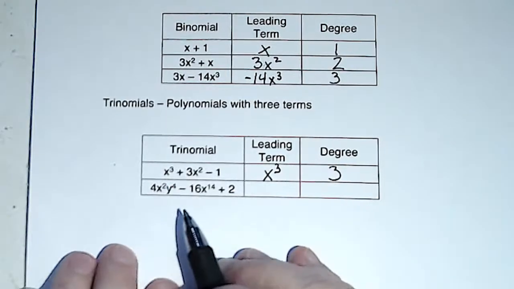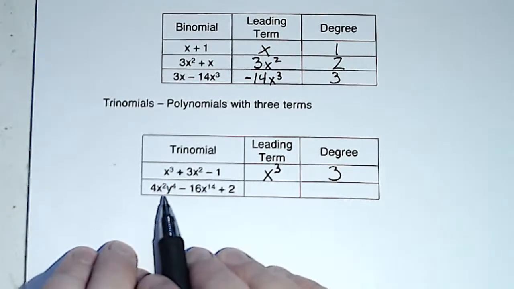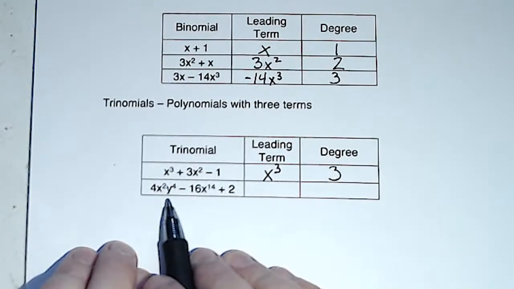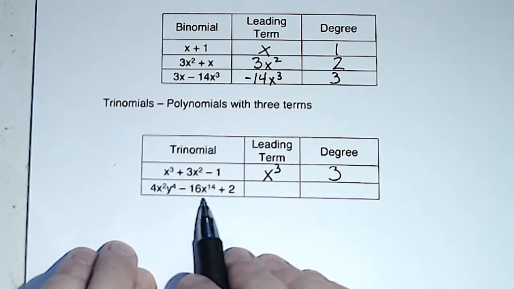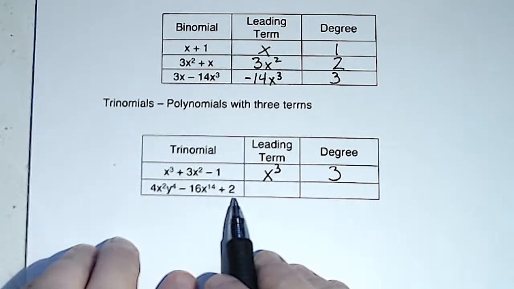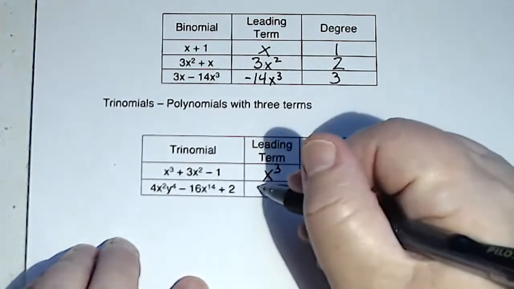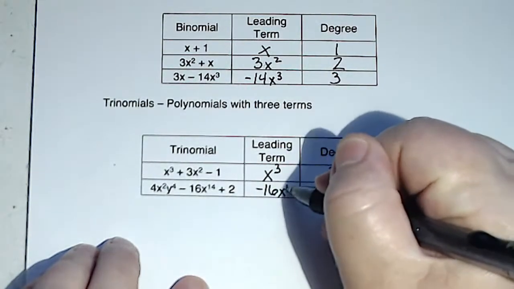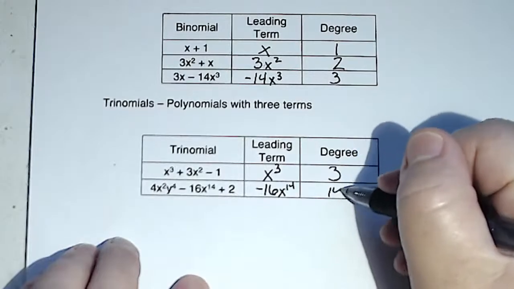Now, if we look through this one, I've got a term right here, x squared y to the 4th. That's going to have a combined degree of 6. This is a degree of 14. This is a degree of 0 because there are no variables in it. So it's 0. It's the constant term. So my leading term is negative 16x to the 14th, and the degree is 14.